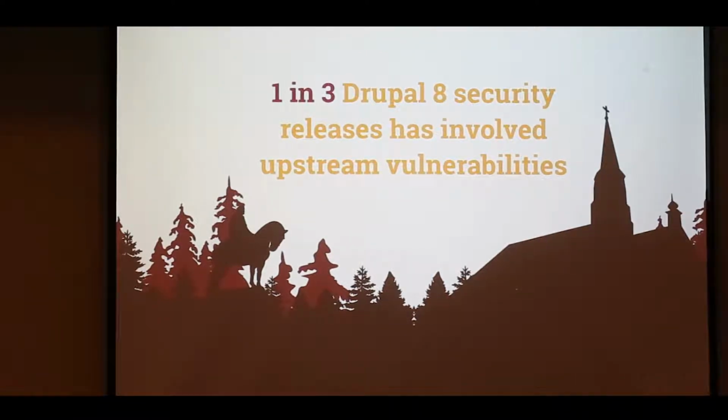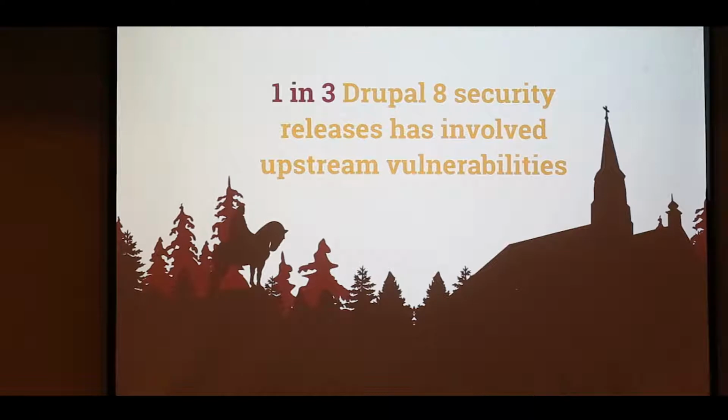So coordination with other open source projects has actually become a significant part of the work the security team does for Drupal 8. Among all of the Drupal 8 core security releases we've had to date, 1 in 3 have involved upstream vulnerabilities. Now, this doesn't mean our dependencies are any less secure than core. Theoretically, all things being equal, if we were the ones maintaining the code, we'd have the same number of vulnerabilities. But it does impact how we schedule and ship releases.